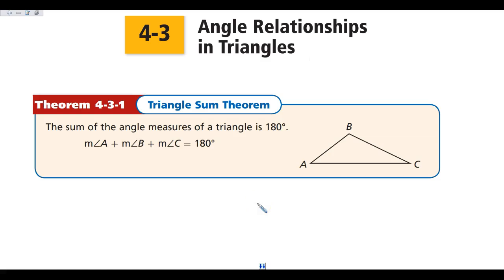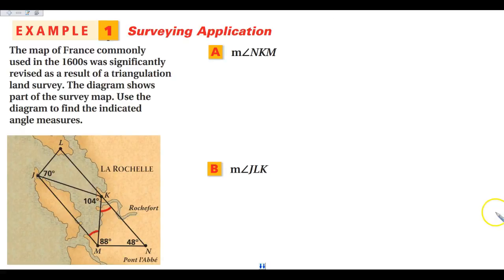Most of us are already aware of this, but just a reminder in case you haven't heard it before or it is new, that all of your angles in a triangle are going to add up to 180 degrees. All right, so let's take a look at an example here. The map of France, commonly used in the 1600s, was significantly revised as a result of a triangulation land survey. The diagram shows part of the survey map. We want to use the diagram to find the measures of our angles.